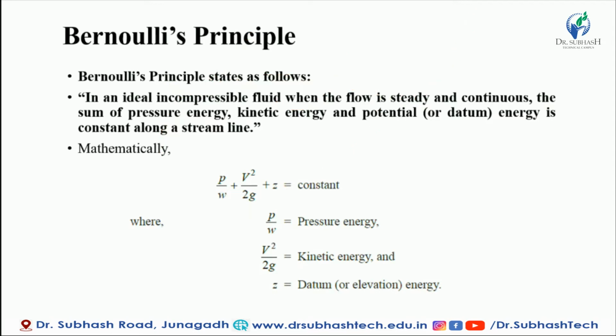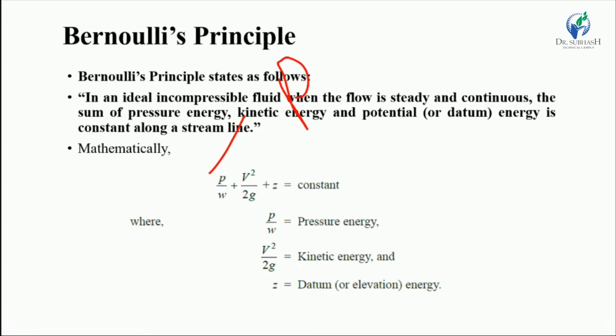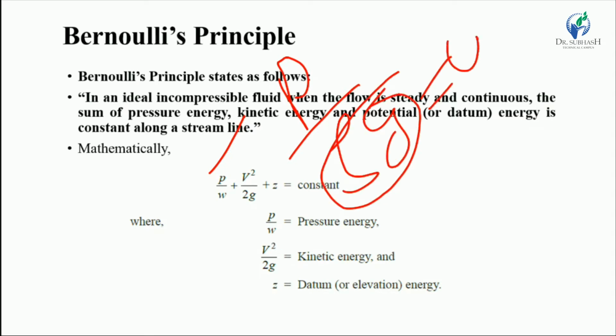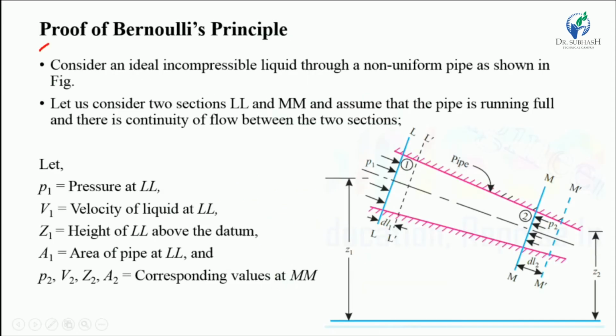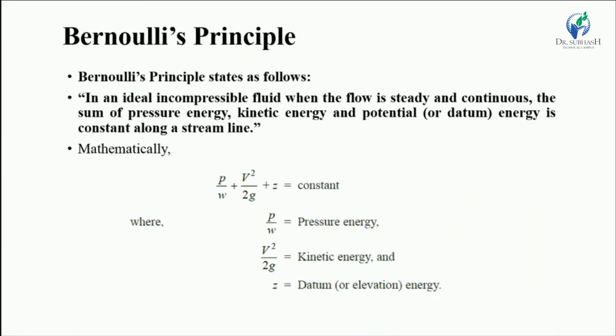Okay. So mathematically, we can write this, where pressure energy, velocity energy and potential energy. Pressure energy is equal to P upon rho g. We know that rho g is the specific weight, small w. And the kinetic energy equation is V square upon 2g. And Z is the potential energy or datum energy. Okay. Now we prove the equation of Bernoulli's principle.